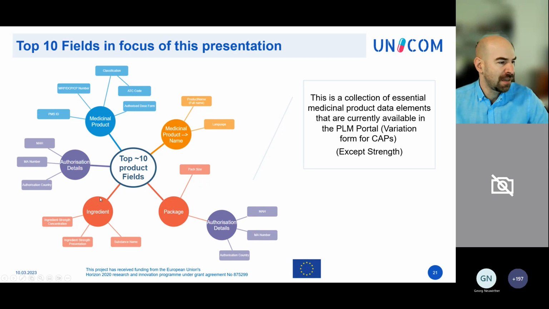And then we will have a look at the ingredient, the ingredient being the most complex thing. Doable is the name. The name is easy: the name of the substance of the active ingredient. And more complex is going to be the strength, which is the last thing for today.